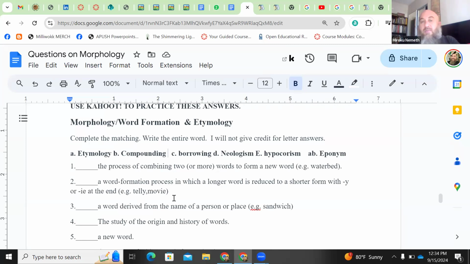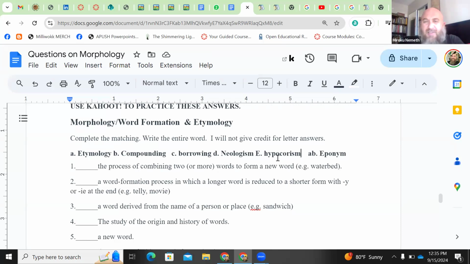A word formation process in which a longer word is reduced to a shorter word with y or ie at the end. Telly: television is shortened to telly. Movie is like moving picture, a long word, and it's movie. And there's a lot of them. Barbecue, Barbie, which we don't really do in the United States. Throw a shrimp on the Barbie, mate, I didn't do the accent. That's hypocorism. It's a type of clipping, right?